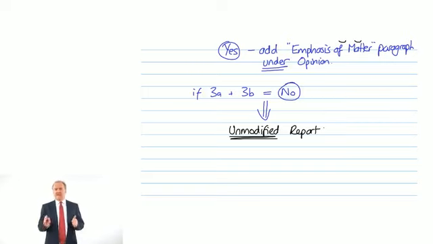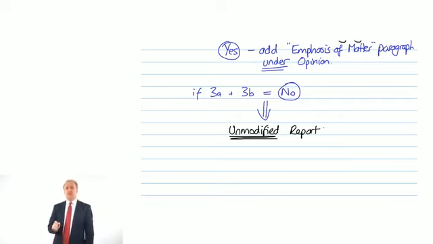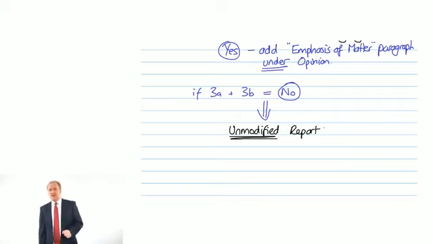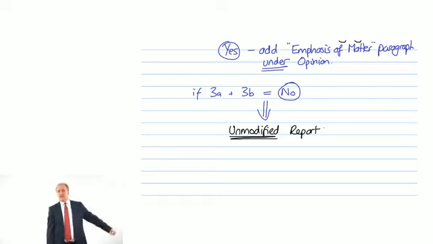Now I could have done that in the opposite order and started with the unmodified report, because the unmodified report is ISA 700, the basic audit report. And if you went out into the real world and read audit reports, 95% of them are that last one up on the screen at the moment. In exam world, of course, it needs to be more interesting because you need to know about the alternatives.